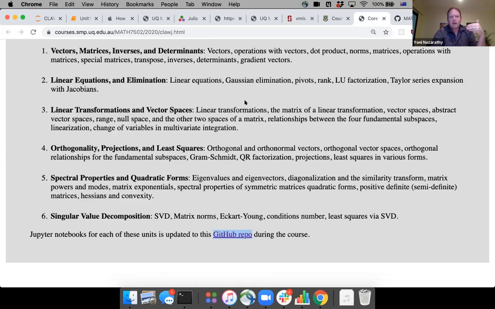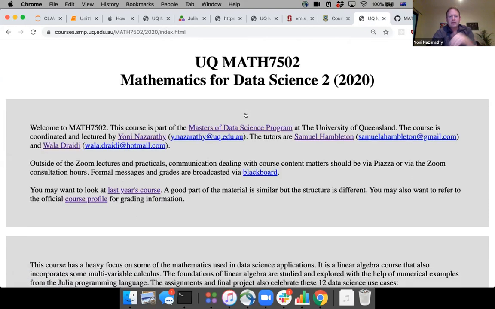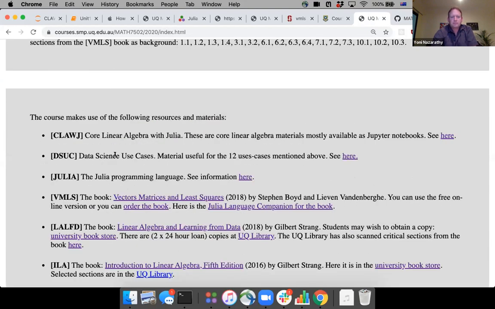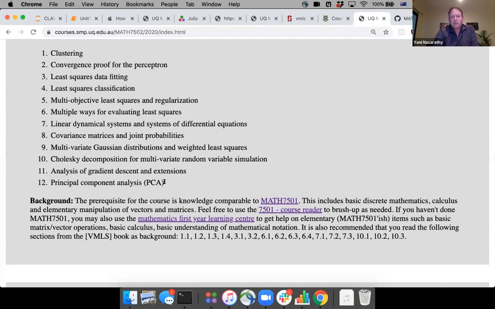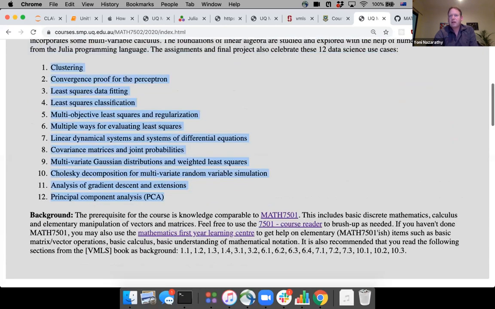And I guess, let's go back to the main course website. And that was Core Linear Algebra. Data science use cases. So these are these 12 very cool use cases that you should feel good about for the fact that you're studying linear algebra.